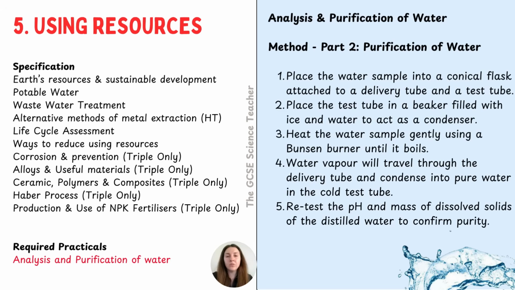You want to heat the water sample gently using a Bunsen burner until it begins to boil. The water vapor will then travel through the delivery tube and condense into pure water in the cold test tube and reform as liquid water as opposed to the vapor. You can then retest the pH and mass of dissolved solids in the distilled water to confirm its purity.